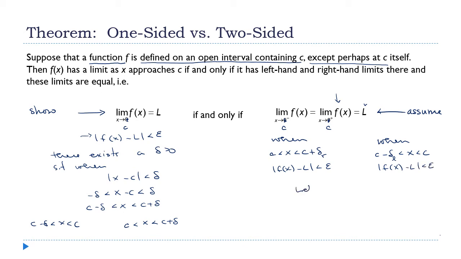We'll do this. Let delta equal the minimum of delta R and delta L, right? In this case, that means that both sides are covered, right? This means that when the absolute value of x minus c is less than delta, my minimum, then the absolute value of f of x minus L is less than epsilon. And that's what I needed to show. Right, there's the other half.